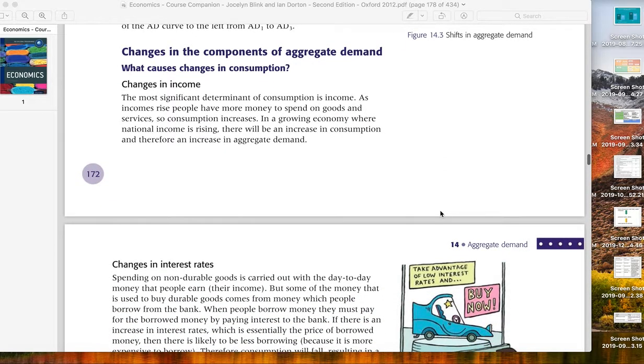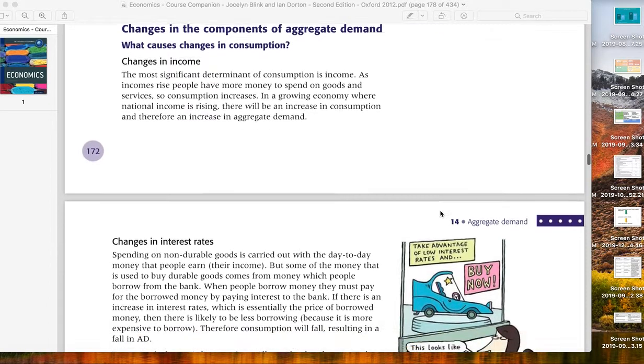So let's take a look more at what are some examples of component changes that will cause shifts. So, changes in income. The most significant determinant of consumption is income. All right, we will consume more as people in society if we have a higher income. As the economy grows, the national income rises, that could then create increased aggregate demand.